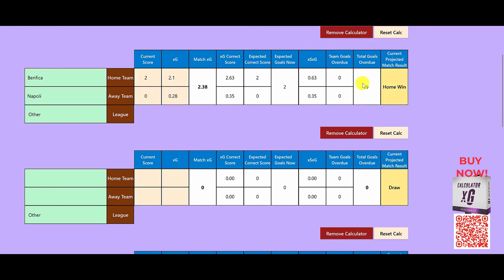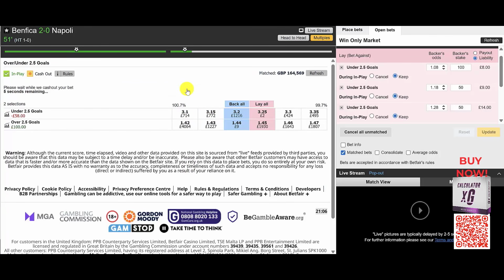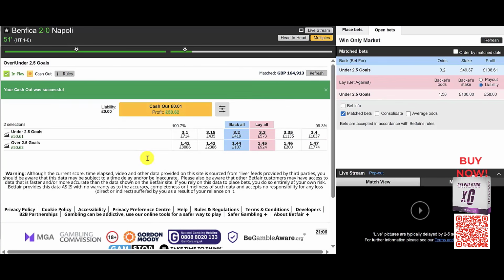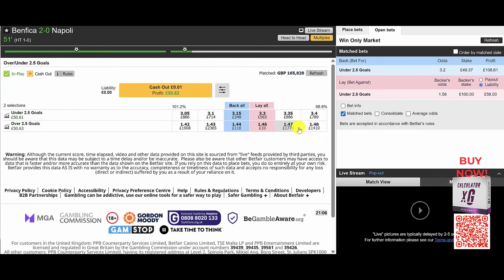So we're now at no goals overdue. We're now exactly where we should be. So it's a pretty simple decision just to take the profits and be out of this trade within 6 minutes. Okay, 6 minutes in and out of this one. Very, very simple stuff. Data driven.